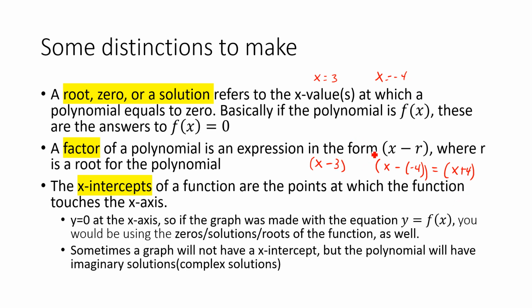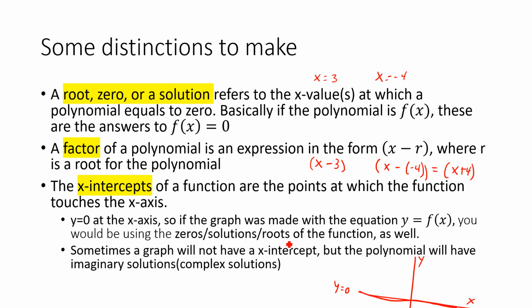Alright, and then your x-intercepts. Your x-intercepts are pretty easy. Normally these deal with graphs. They're the points at which the graph of the function touches the x-axis. If you don't remember what your x and y axes are, x is this one, y is this one, and basically anywhere where it touches on this line, those are your x-intercepts. Now, one thing you have to realize is that the x-axis is at y equals 0. So if you plot the function y equals f of x, then you're just getting the zeros or solutions of that problem.